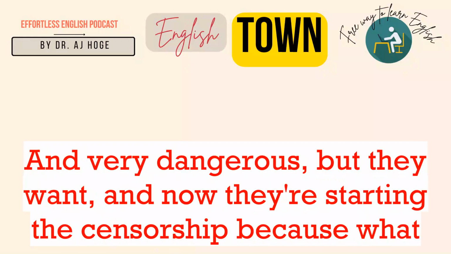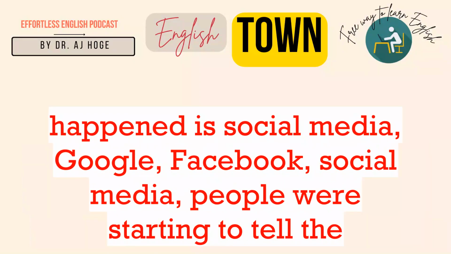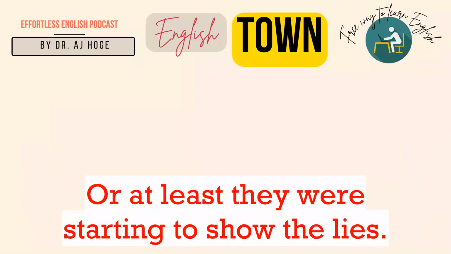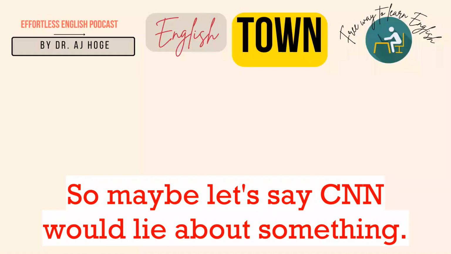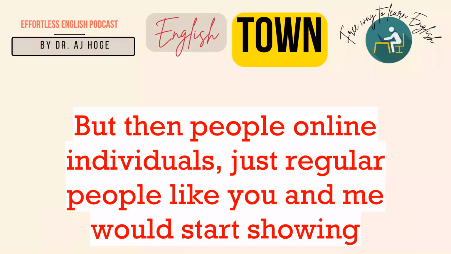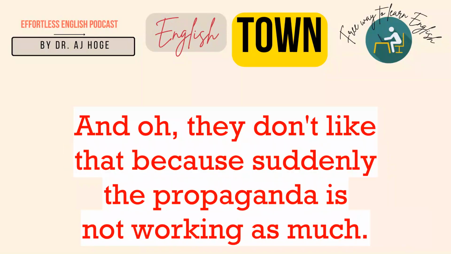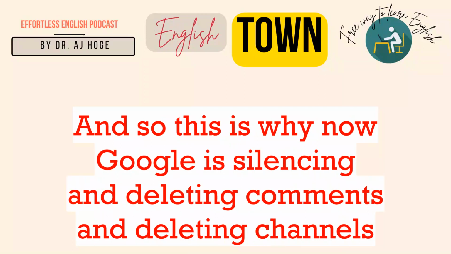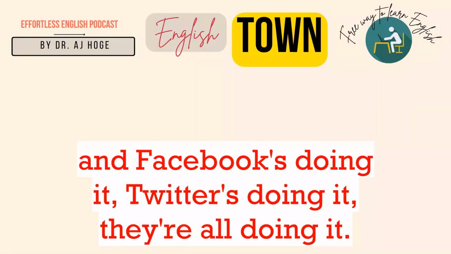and very dangerous. And now they're starting the censorship because what happened is social media, Google, Facebook, people were starting to tell the truth, or at least they were starting to show the lies, right? So maybe, let's say, CNN would lie about something, but then people online, individuals, just regular people like you and me, would start showing the proof that they were lying. And they don't like that because suddenly the propaganda is not working as much. And so this is why now Google is silencing and deleting comments and deleting channels, and Facebook's doing it, Twitter's doing it, they're all doing it.